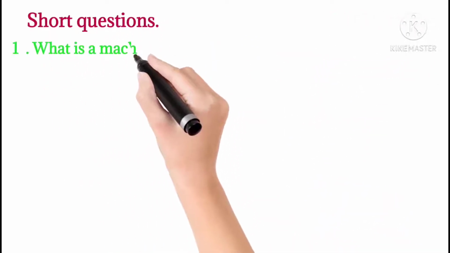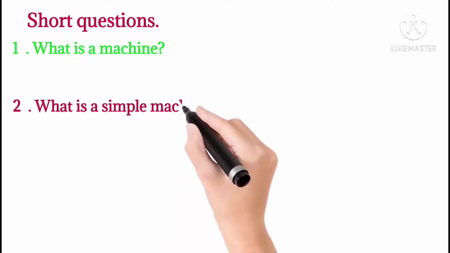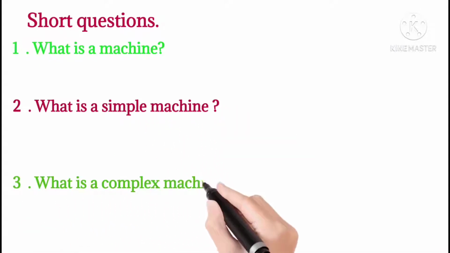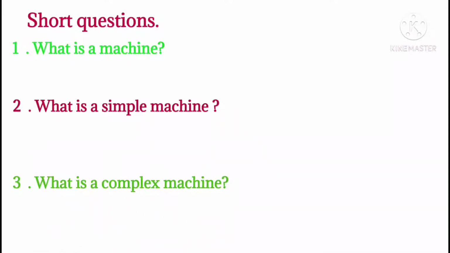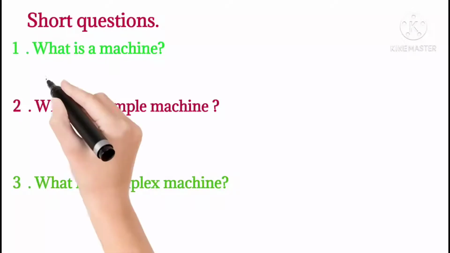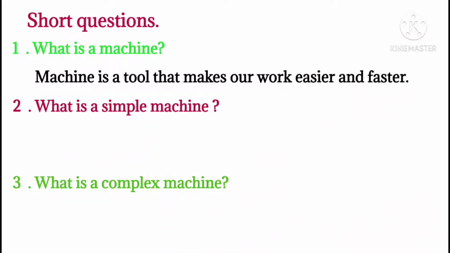Short answer questions. First, what is a machine? A machine is a tool which makes our work faster and easier. It is used to do difficult work easily. Some machines have many parts, but some machines have one or two parts.